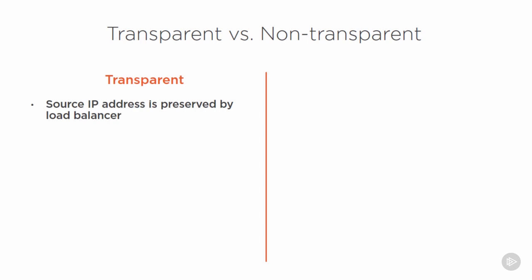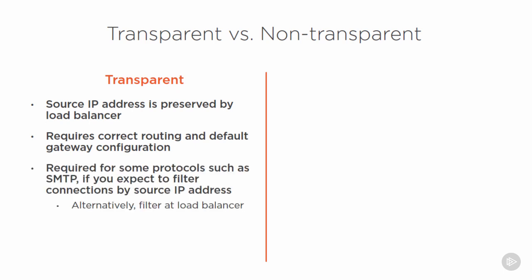When you use a transparent connection, the source IP address that the Exchange server sees is the connecting client's IP address. So in other words, it is preserved by the load balancer, and the Exchange server is able to see the real source IP address. Configuring transparent connectivity does require some extra configuration regarding routing and default gateways, and transparency is required for some protocols such as SMTP if you expect to filter connections by source IP address.